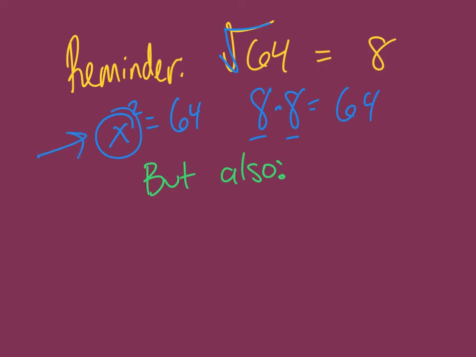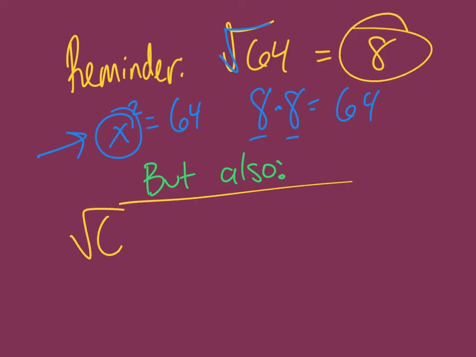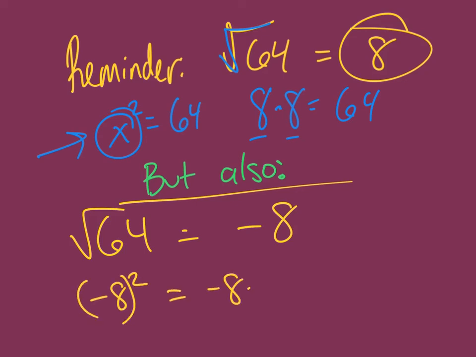However, this yellow answer, and this is going to be your answer for number 1, this yellow answer up top is not the only solution. But also, the square root of 64 can equal negative 8. Because what we know about negatives is that negative 8 squared is the same as negative 8 times negative 8. Two negatives multiplied together, so bad things happen to bad people, is good. That would give me an answer of positive 64. So I'm still getting the same number as I was up top, even though my answer is negative.